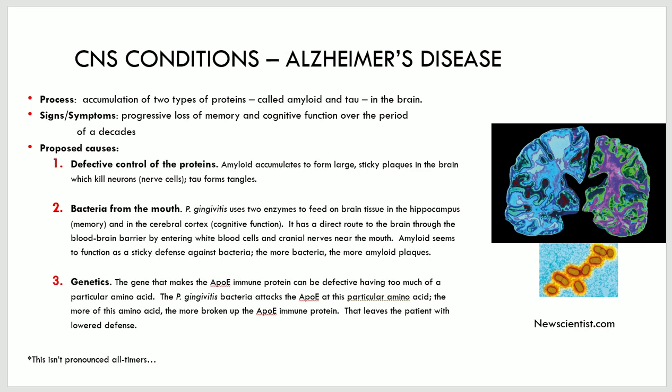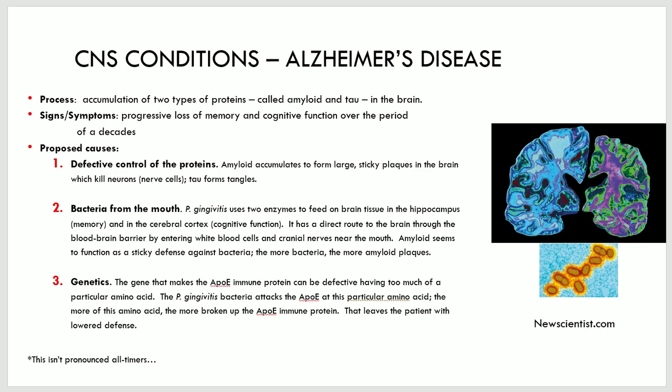The proposed causes are mostly possibilities. There are several of them. Not sure exactly which ones cause Alzheimer's. There are lots of prospects, so we'll learn about 3 of these. So the first one, defective control of proteins. We do know this one. It's amyloid buildup, makes large sticky plaques that kill neurons. And then those tau proteins form tangles, and they shouldn't form tangles. So we know that that's what's going on with Alzheimer's.